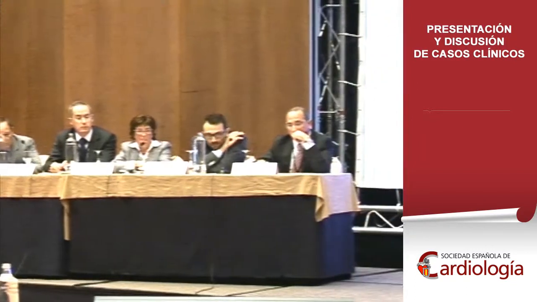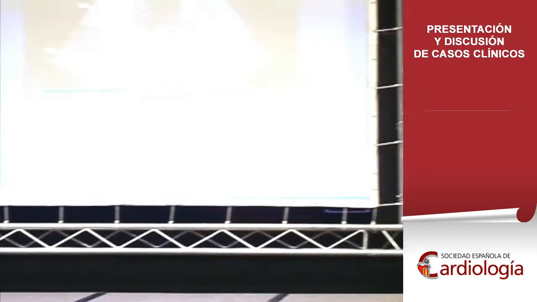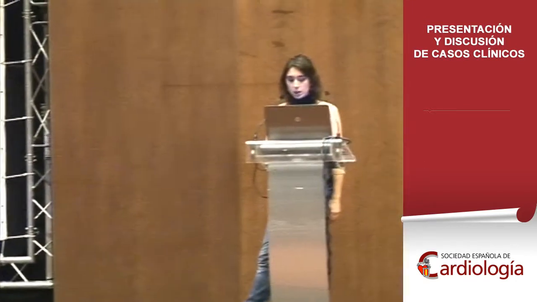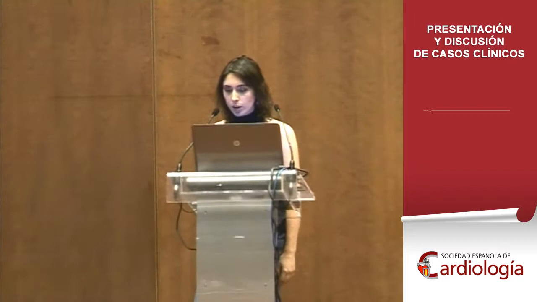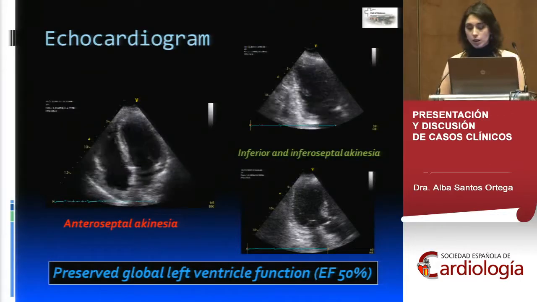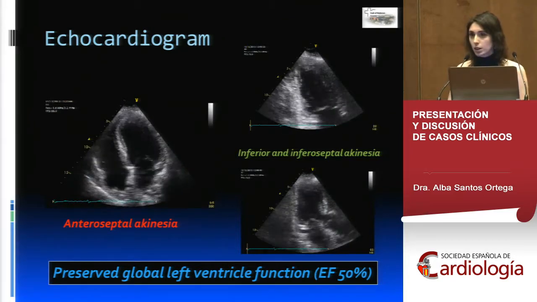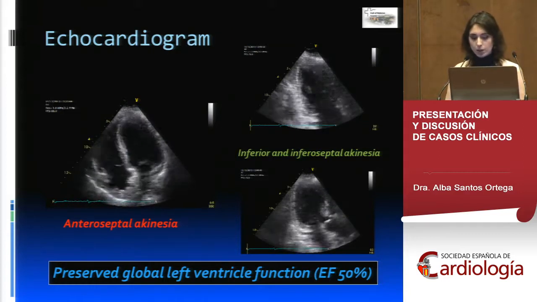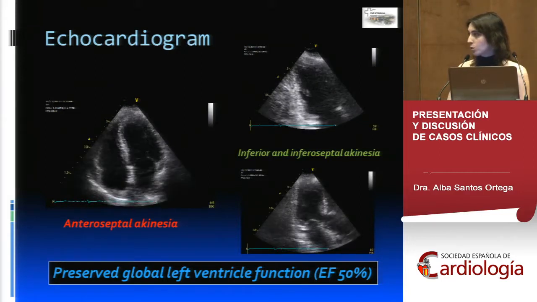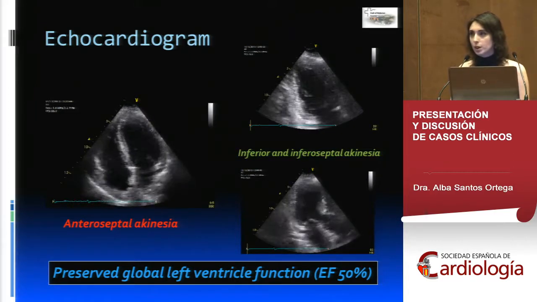So as usual, an echocardiogram was performed during the first days in the coronary unit. In the video on the left, the four-chamber axis, we can observe an anteroseptal akinesia. And in the views on the right, we can appreciate an inferior and inferoseptal akinesia. Instead, we observe a left ventricular function that was almost normal, 50% ejection fraction, and there was no pericardial effusion.